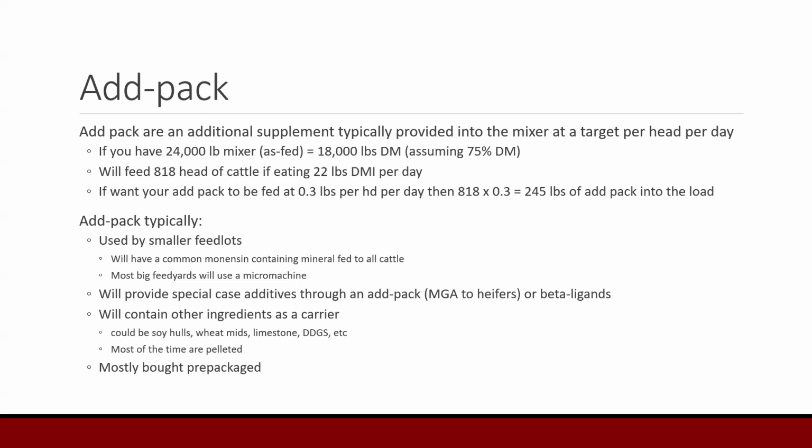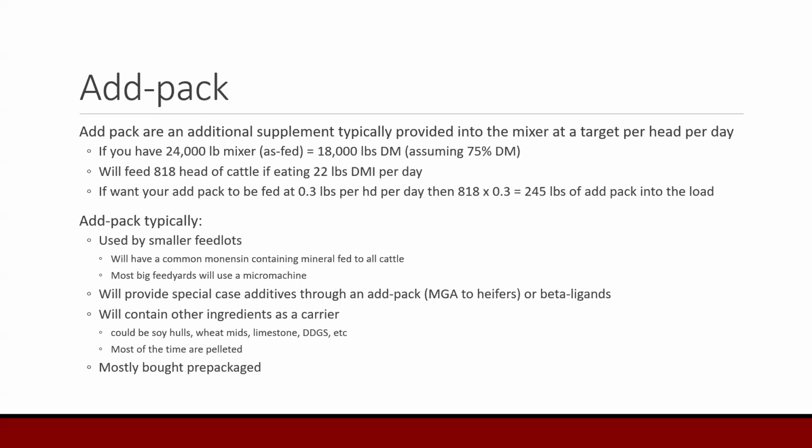Typically they're provided into the mixer to deliver X pounds of this ad pack per head per day. So you make your feed call, you have the amount of feed that you want to deliver to each pen, and then let's say you have 100 head, you want to provide 0.3 pounds per day of this ad pack, so 100 times 0.3 is 30 pounds. Into that mixer with all the rest of the ingredients, you would add 30 pounds of ad pack. And then you mix it and deliver that load.